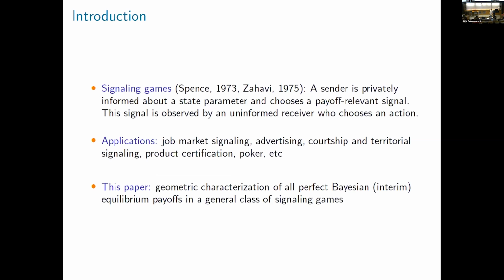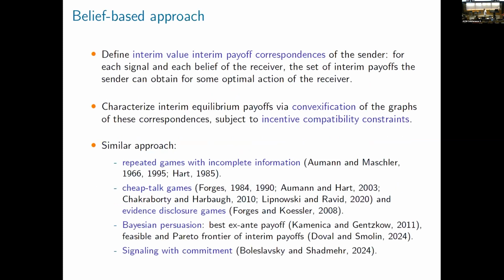What we do in this paper is to provide a characterization of the equilibrium payoff of the sender with geometric or so-called belief-based methods. What we are going to do, and I will show you with more details, is define the interim payoff correspondence of the sender, namely what are the possible payoffs of the sender type by type given the belief of the receiver. And then with this object, we are going to characterize the equilibria by taking a form of convexification of that set subject to the incentive constraint of the sender. So this is what I'm going to explain in detail.